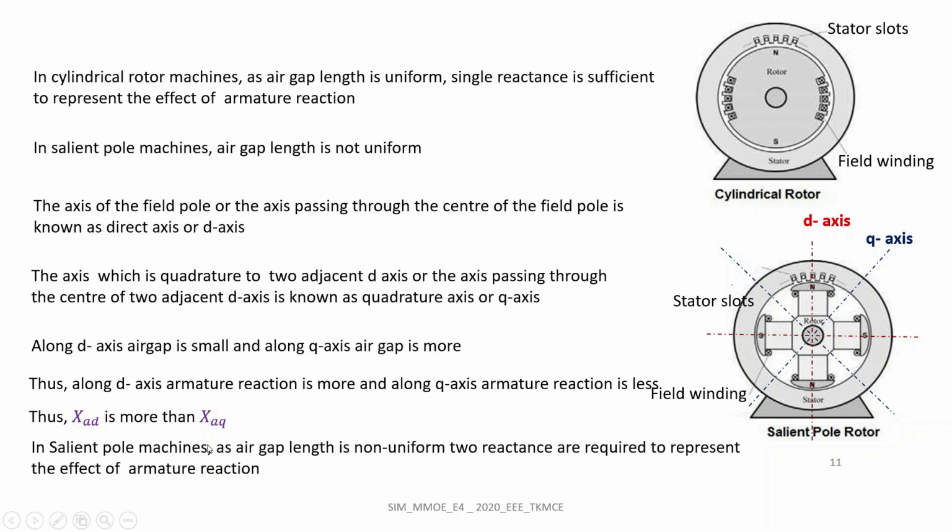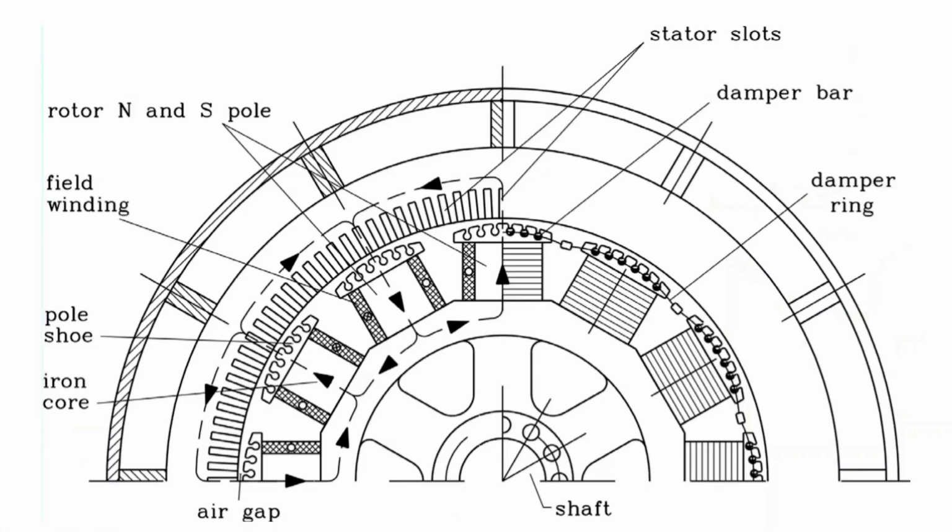So in a salient pole machine, as air gap length is non-uniform, two reactances are required to represent the effect of armature reaction. So this is the basic concept of two reaction theory. Let's discuss all these things in detail.